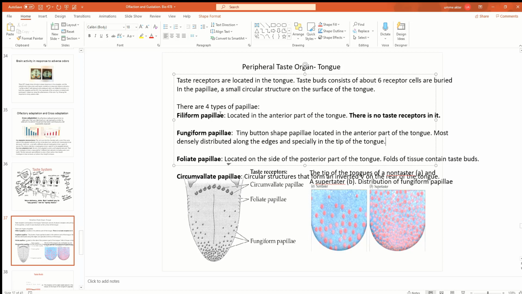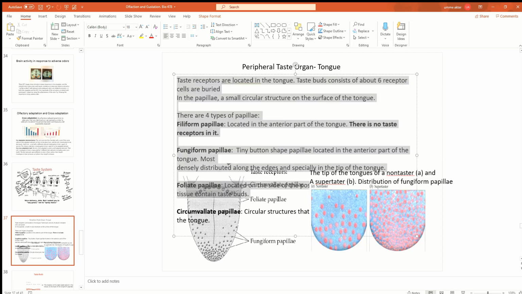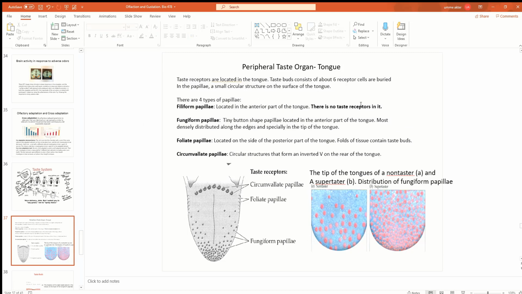structures that contain the taste receptors, or taste buds. Those are called papilla. So there are four types of papilla that you can actually see on the surface of the tongue from outside. Among those four different types of papilla, three of them have taste receptor cells inside, and one doesn't. So which three papilla have taste receptor cells, or taste buds, inside? They are fungiform papilla, foliate papilla, and circumvallate papilla. Filiform papilla are empty. Taste buds are not present inside.